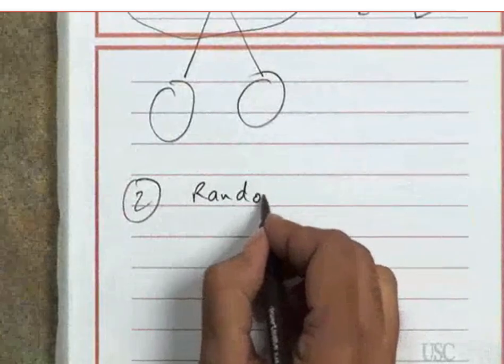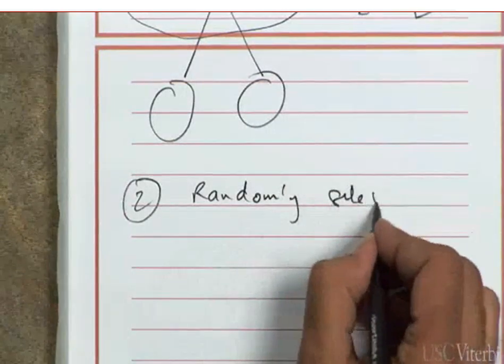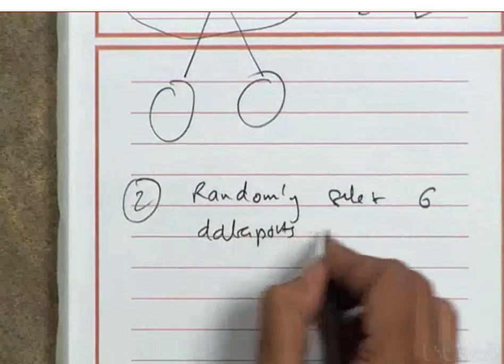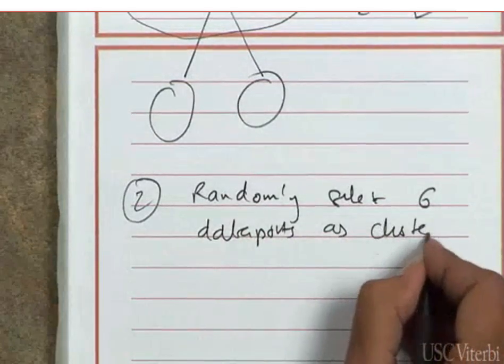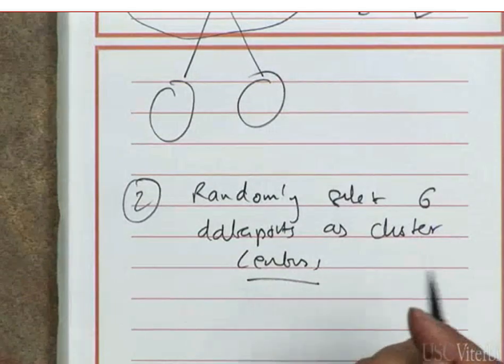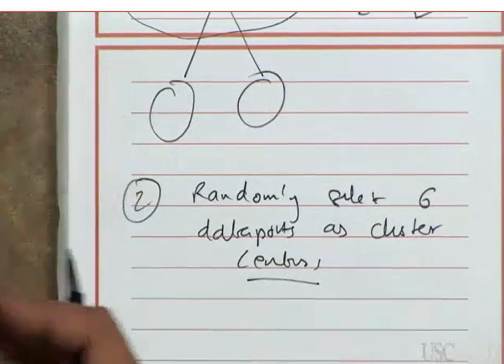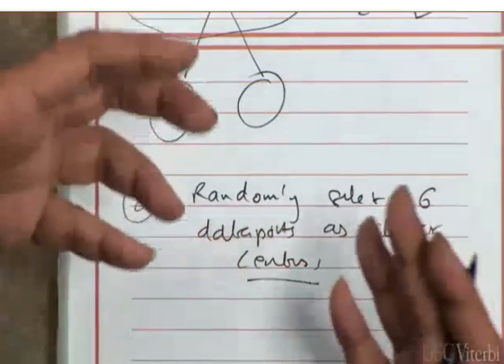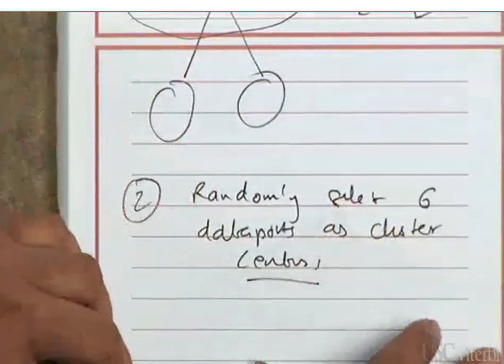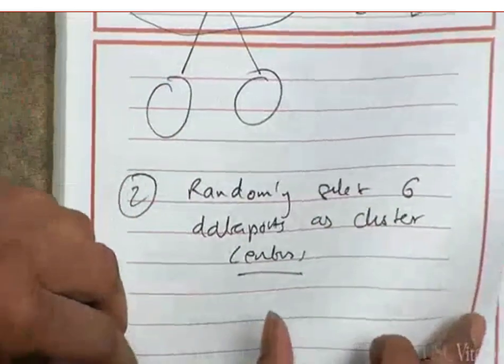Randomly select 6 data points as cluster centers. You can do this also, right? You randomly select any 6 data points out of your m data points and call them cluster centers and keep running the algorithm, right? Hopefully it will give you something reasonable.